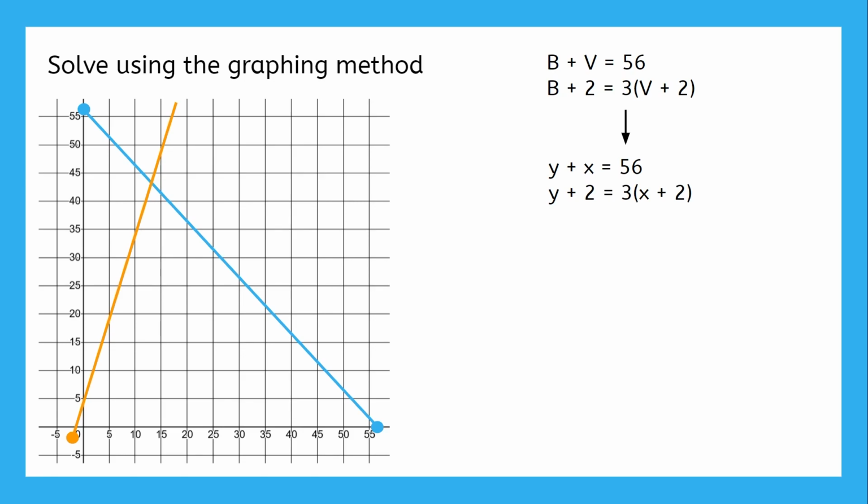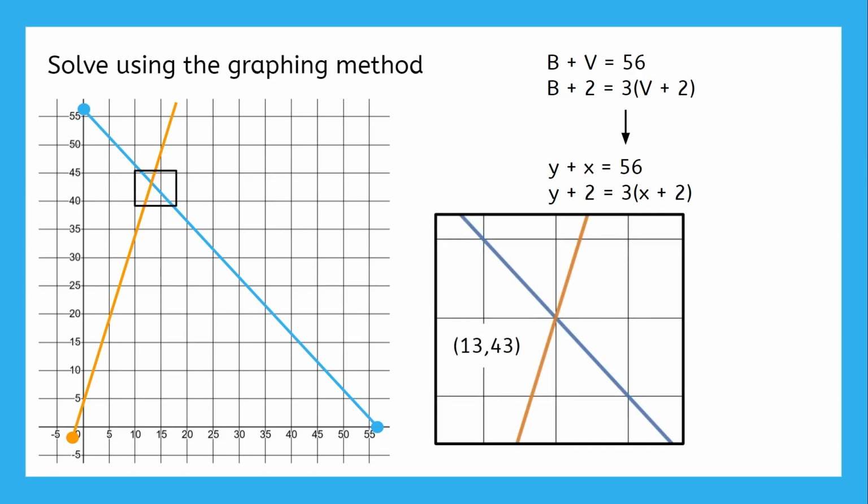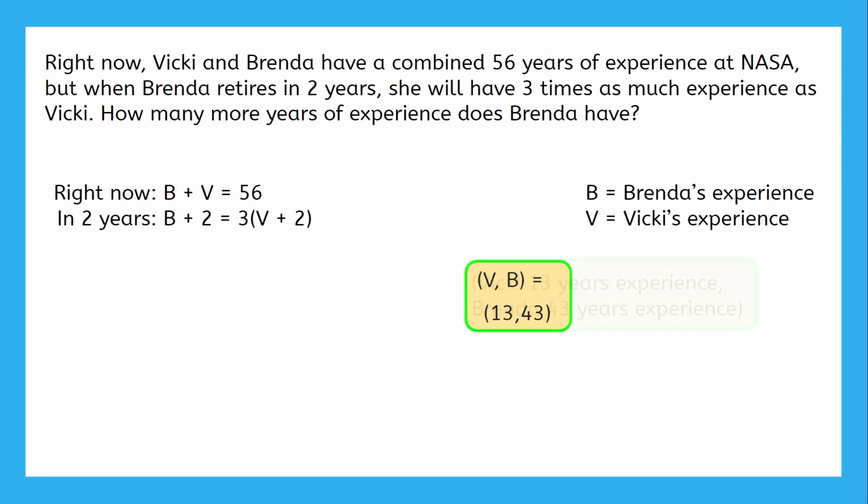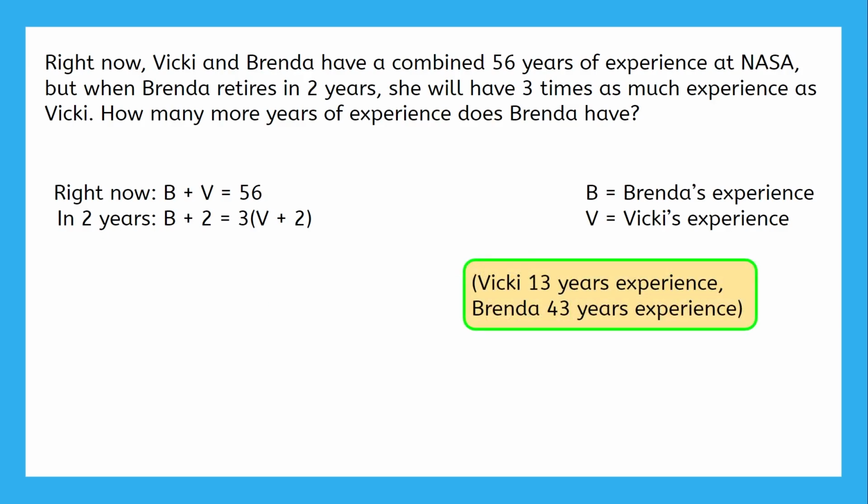If we zoom in on that point where they intersect, we see that the lines cross at the point (13, 43). Don't forget, we had changed our variables in order to graph, so the x is actually v and the y is actually b. Our solution means that right now, Vicky has 13 years of experience and Brenda has 43. First, does this fit what the problem told us? If we add 13 and 43, we get a total of 56. And if we add 2 years to each, 45 is 3 times 15, so this solution matches the problem.